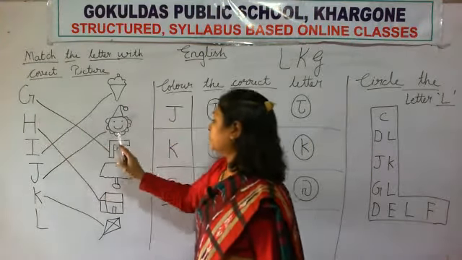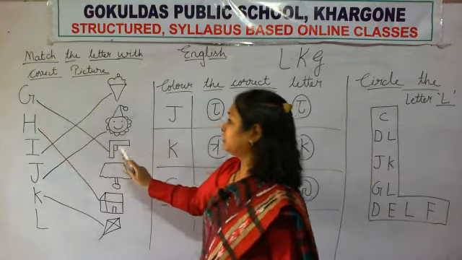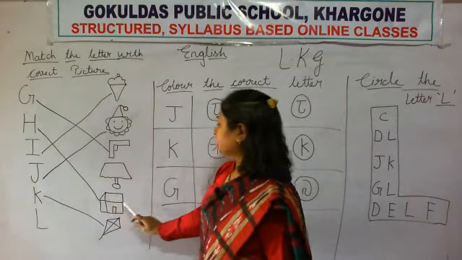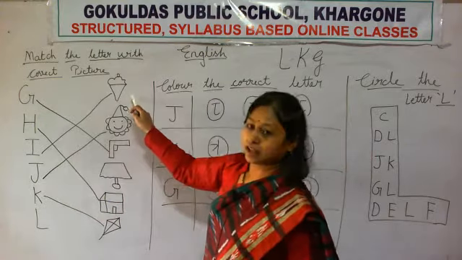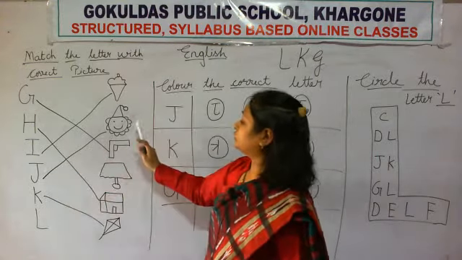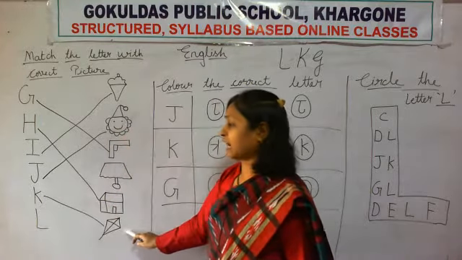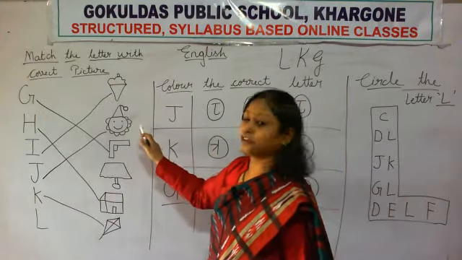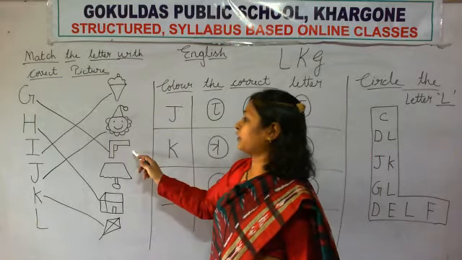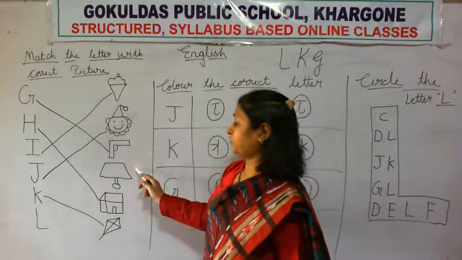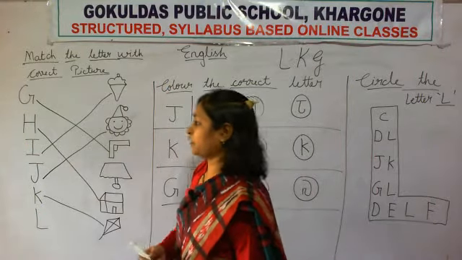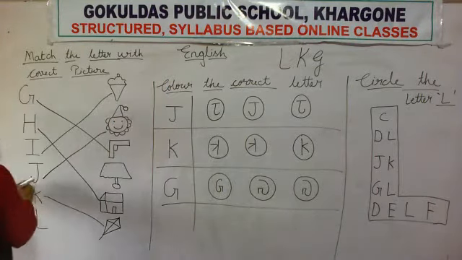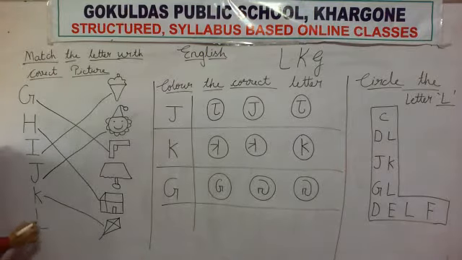Okay. We will match G with gun, H with house, I with ice cream, J with joker, K with kite. And L for ice cream? No. L for joker? No. L for gun? No. L for lamp? Yes. L for lamp. So we will match L with lamp. Okay.